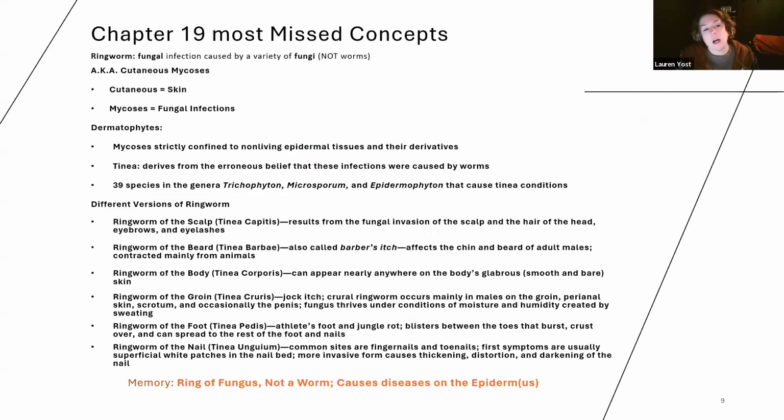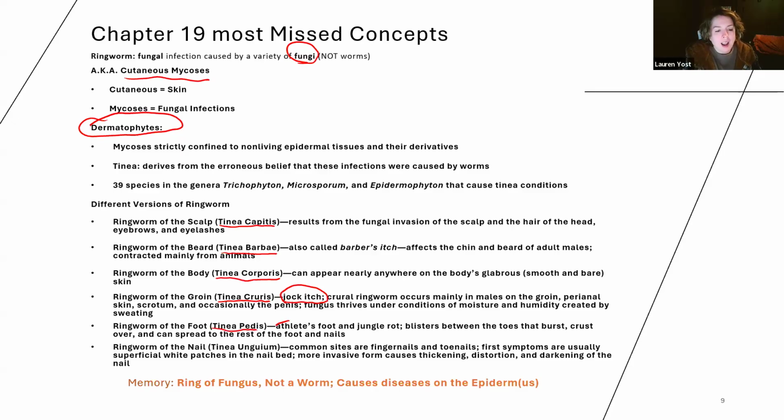All right, next for chapter 19 are our cutaneous mycoses. Ringworm, not caused by worms, caused by fungi called dermatophytes. The disease is a cutaneous mycosis, that's singular. Mycoses are diseases. Tinea capitis, ringworm of the scalp. Tinea barbae, ringworm of the beard. Tinea corporis, ringworm on the body. Tinea cruris is the groin, so this is often jock itch.